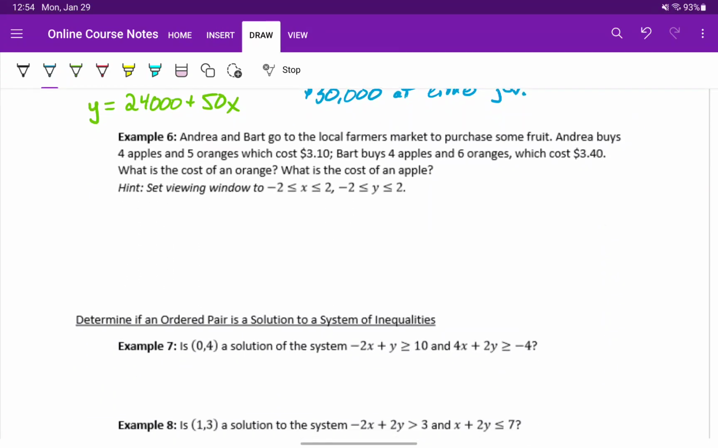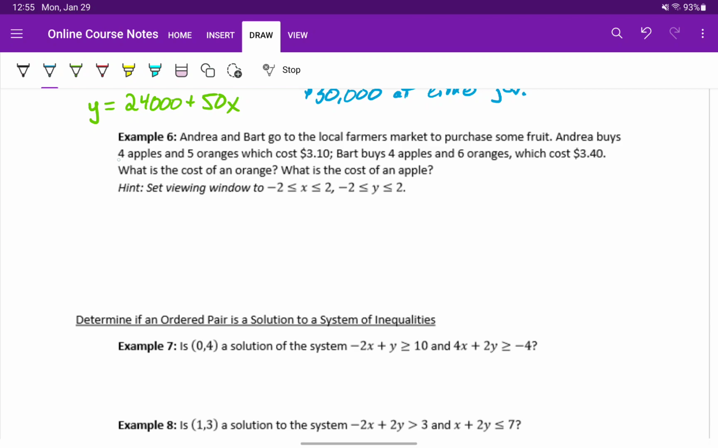In example 6, Andrea and Bart go to the farmer's market to purchase some fruit. Andrea buys 4 apples and 5 oranges with a cost of $3.10. Bart buys 4 apples and 6 oranges with a cost of $3.40. We want to use that information to figure out the cost of an orange and the cost of an apple. And again, we're given a hint to set our viewing window for x and y to both be -2 to 2.